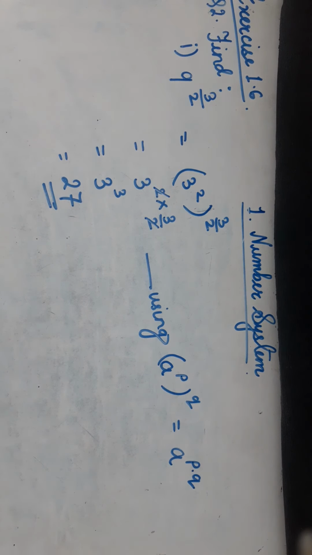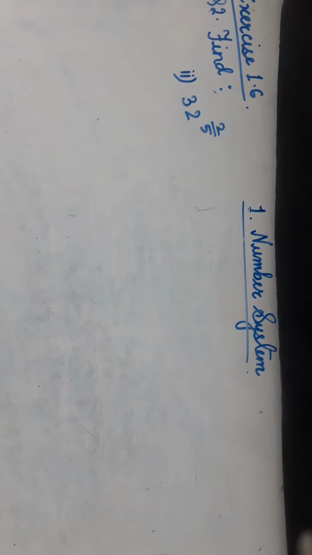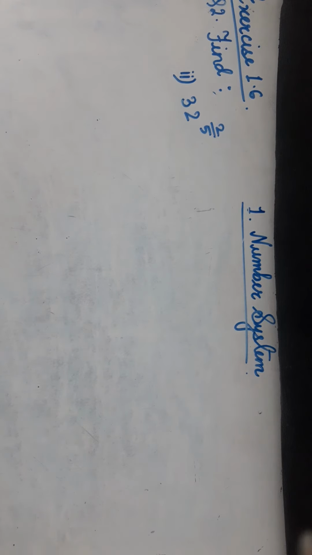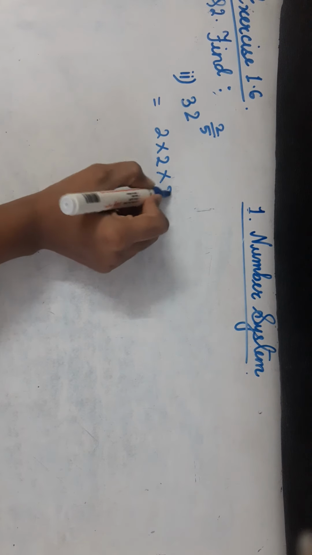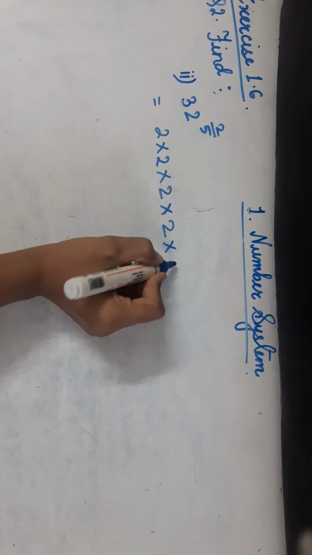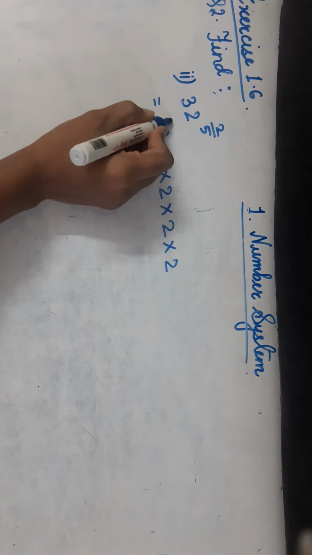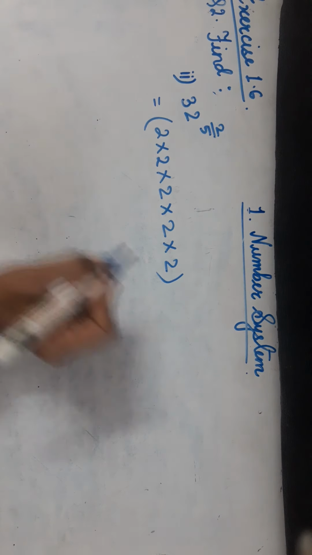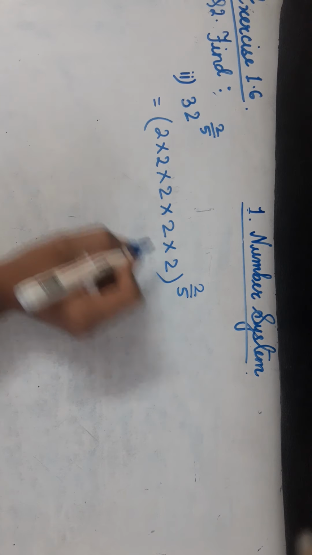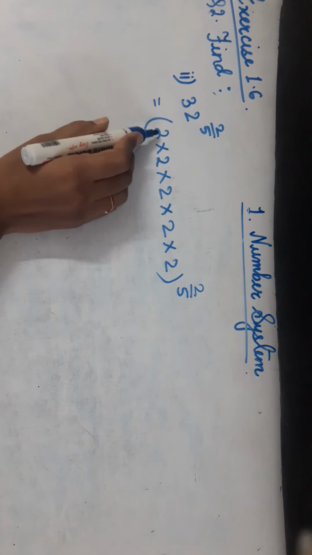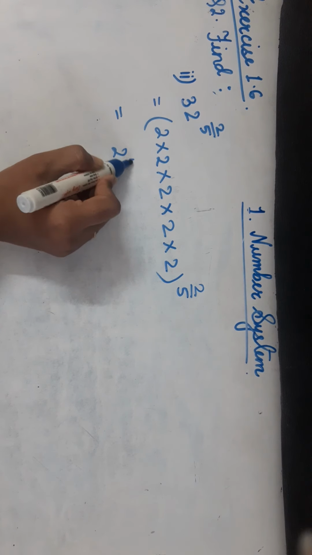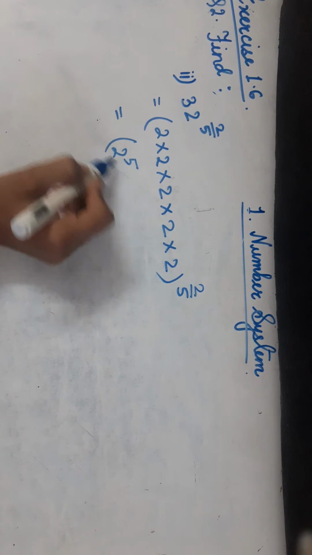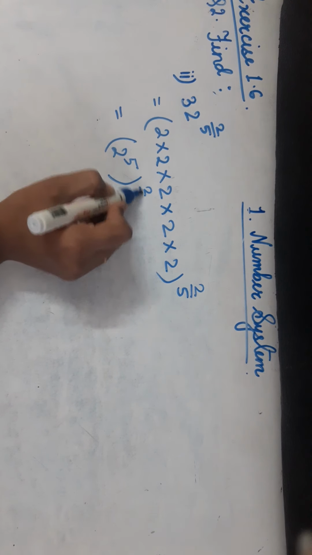Then let's go to the next question. Find 32 raised to 2 by 5. Now this 32 can be written as 2 into 2 is 4, 4 2s are 8, 8 2s are 16, 16 2s are 32. This is 32 and raised to 2 by 5 as it is. Now 2 is multiplied by itself how many times? 1, 2, 3, 4, 5. 2 raised to 5. Now this whole raised to 2 by 5.